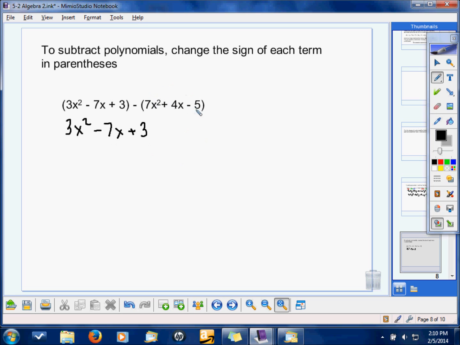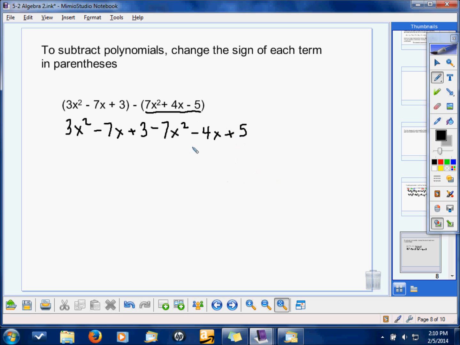Then we need to change the sign of everything inside this second polynomial. So 7x squared changes to negative 7x squared. 4x changes to negative 4x. And negative 5 turns into plus 5.